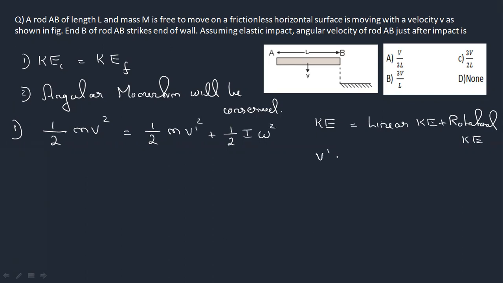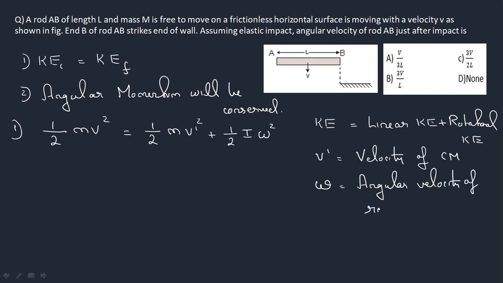Here v dash is the velocity of the center of mass, and omega is the angular velocity of the rod about the center of mass. So the initial kinetic energy half m v square is equal to the linear kinetic energy of the center of mass plus the rotational kinetic energy of the rod about its center of mass. We can write it like this.